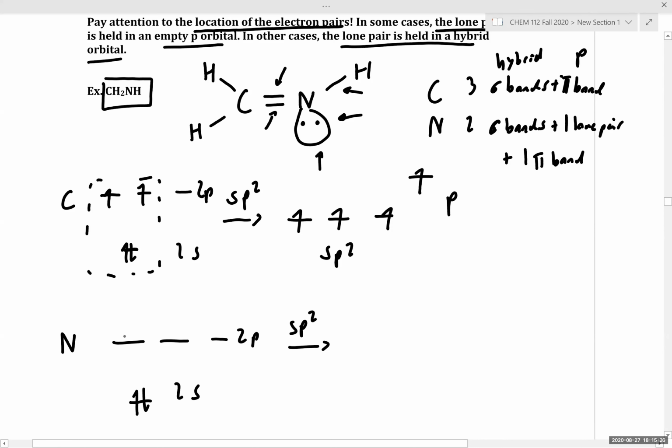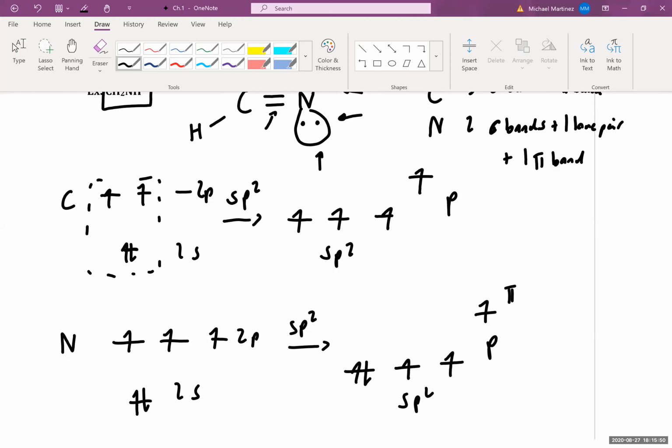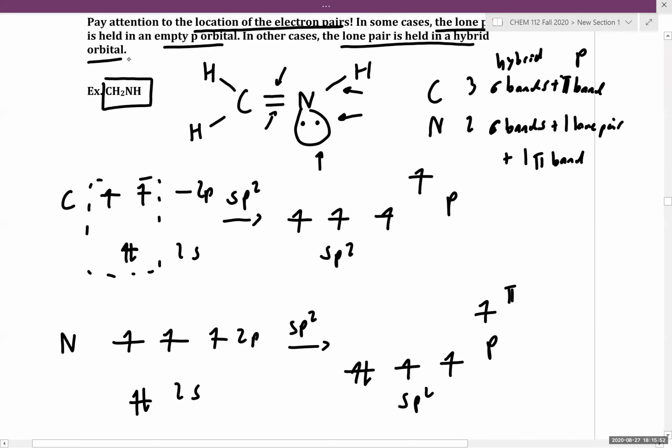Then we take our 5 electrons for nitrogen and we generate our 3 hybrid orbitals and 1 p orbital. This p orbital will be used to form our pi bond. These hybrid orbitals will be used to hold our lone pair and to form our sigma bonds. Okay, so now that we have this set up, let's draw out an orbital picture.